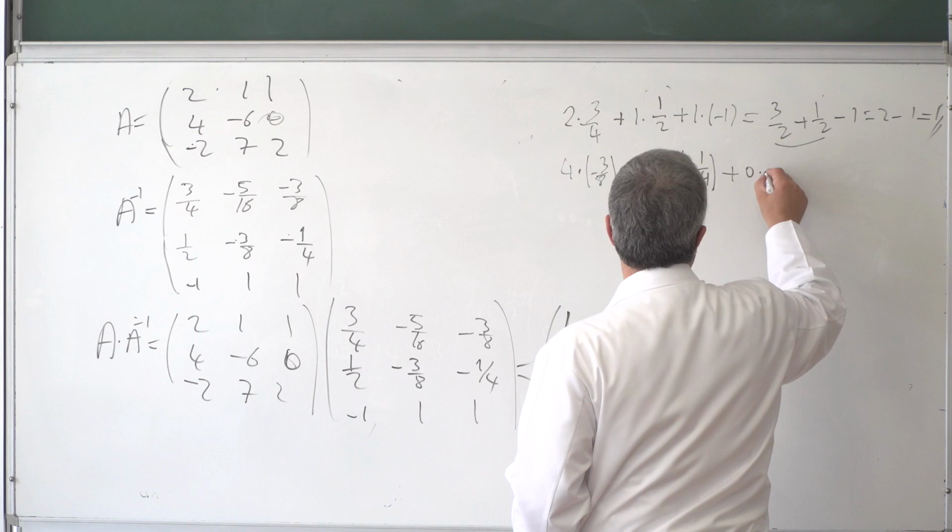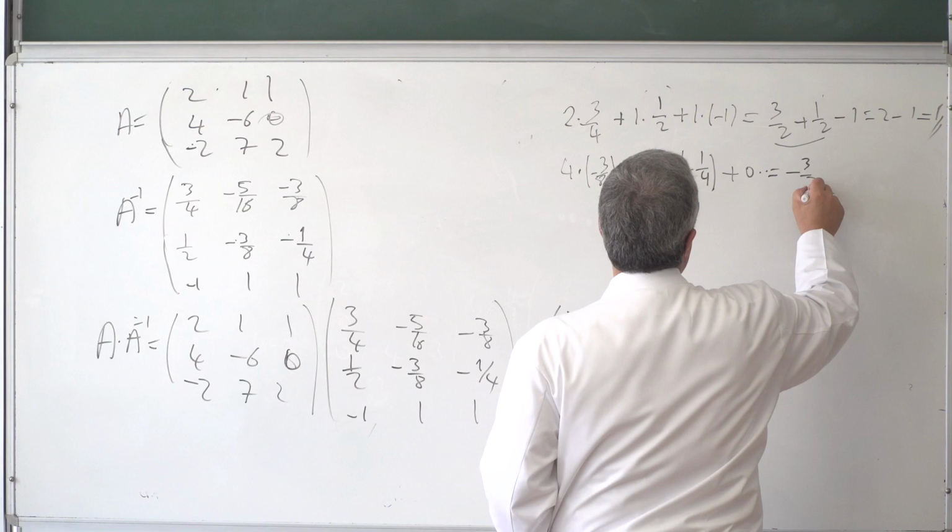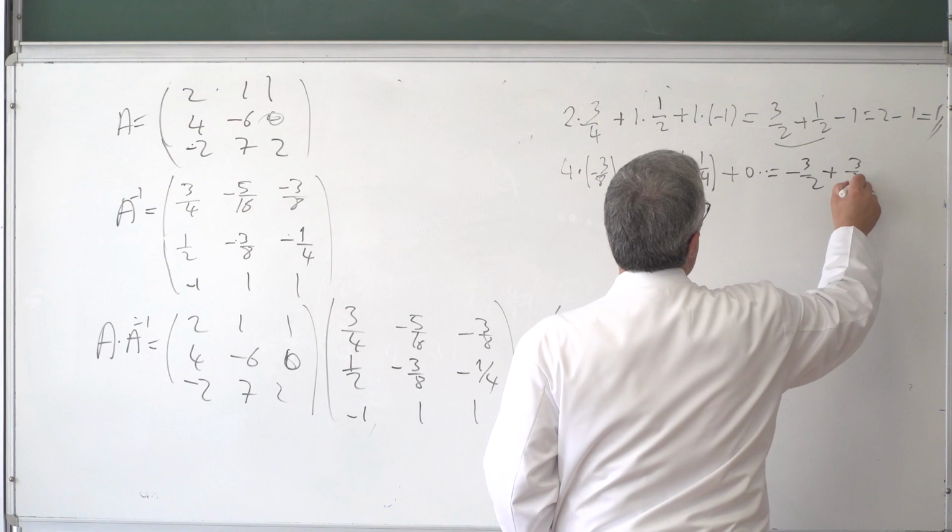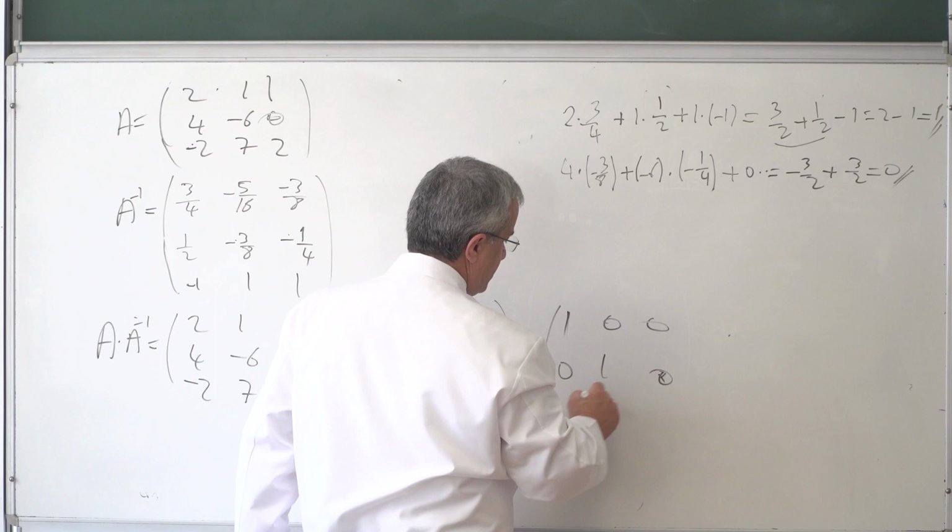Okay, so this is minus 3 over 2, and this is plus 3 over 2. It is 0. So if you check every one of them, you will see that. I did, okay? I checked it.